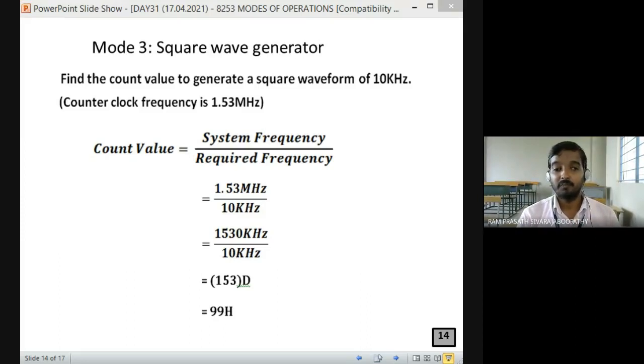This program will generate a square waveform of 10 kilohertz at counter 1 output pin. That's all. So இது நம்மளோட லேப் எக்ஸ்பெரிமெண்ட். ஆக்சுவலா டைம் இருந்துச்சுன்னா இந்த எக்ஸ்பெரிமெண்ட்ஸ்லாம் நம்ம லேட்டர் பாயிண்ட் ஆஃப் டைம் ட்ரை பண்ணி பார்க்கலாம்.